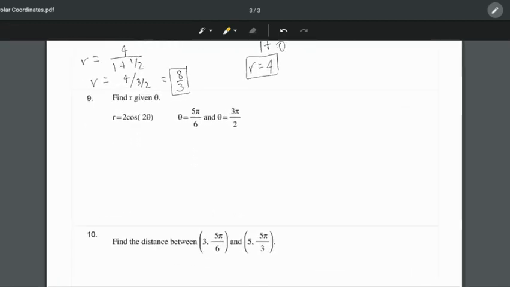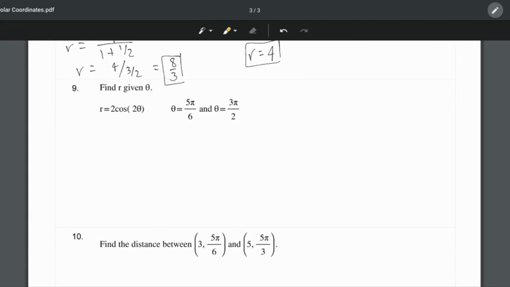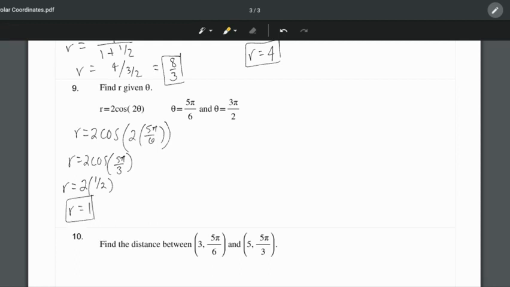So we're going to do the same thing here in number 9. So in number 9, we have r equals 2 cosine of 2 theta. So the first value we're given is 5 pi over 6. So if I plug that in here, I have 2 cosine of 2 theta, so 2 times 5 pi over 6, which if we simplify that, that gives me 5 pi over 3. And remember that the cosine of 5 pi over 3 is 1/2. And so that would give me 2 times 1/2, which gives me an r value of 1.